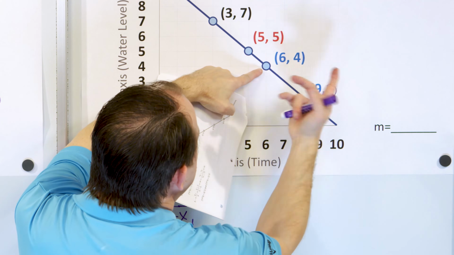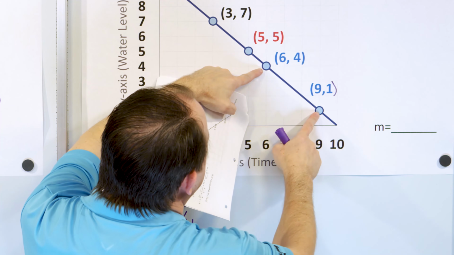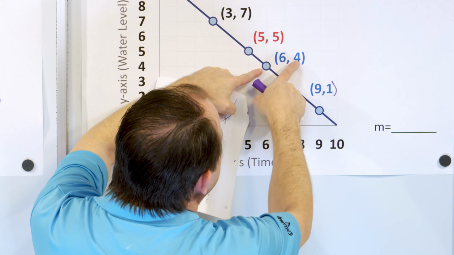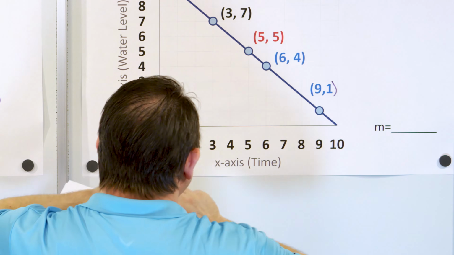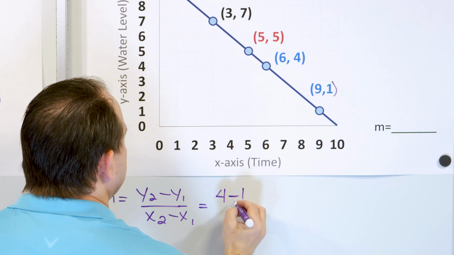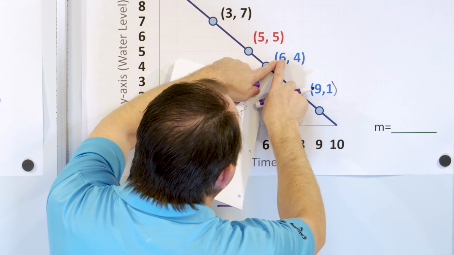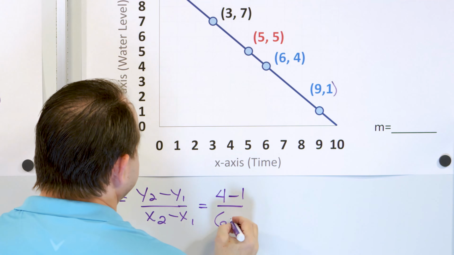Let's figure it out. Which one is point number 1? Which one's point number 2? I don't care. We can do whatever way you want. Let's say this is point 2 and this is point 1. So we'll subtract the y values, 4 minus 1. And then if we subtract it this way, we have to subtract the x values the same way. 6 minus 9 is what we have to do.